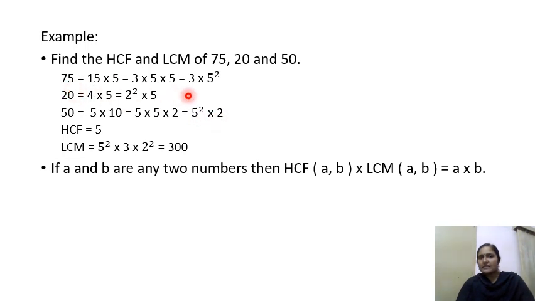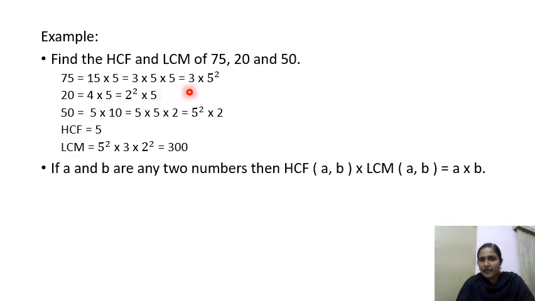So 75 is equal to 3 into 5 square. 20 is equal to 2 square into 5. 50 is equal to 5 square into 2. Now first we are finding the HCF. Now what is HCF we wrote there? Yes, HCF is equal to product of the smallest power of each common prime factor.